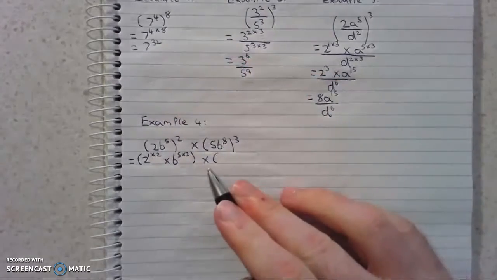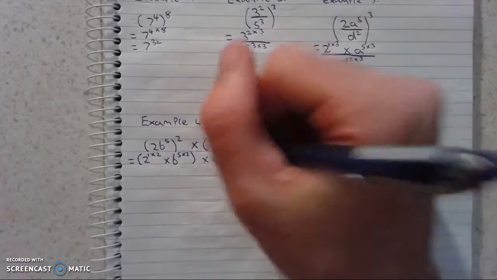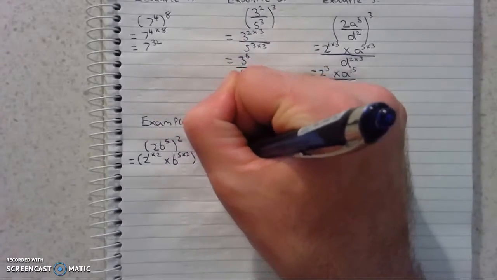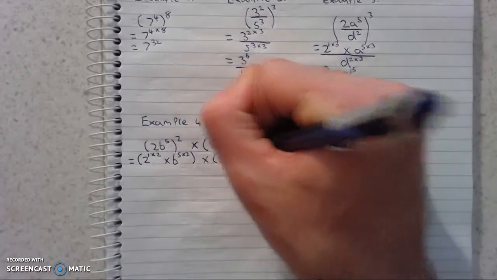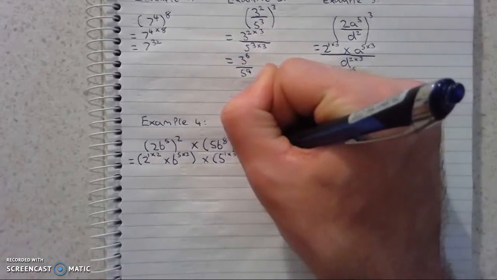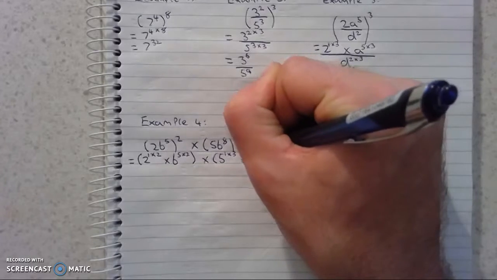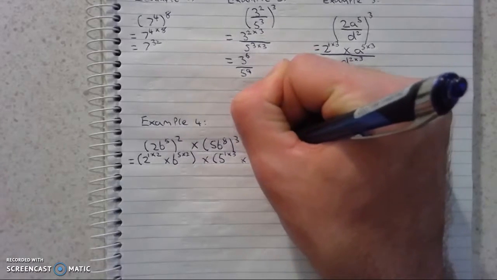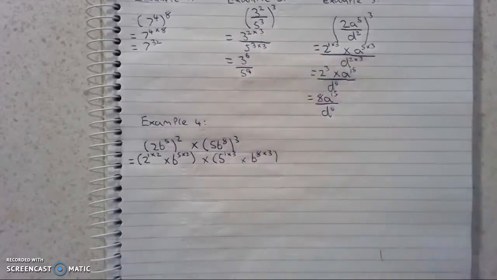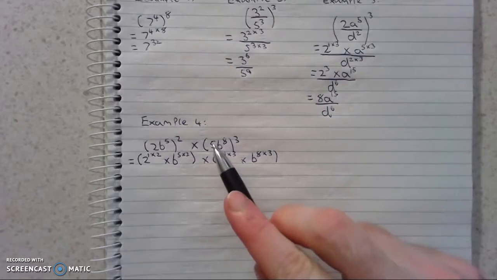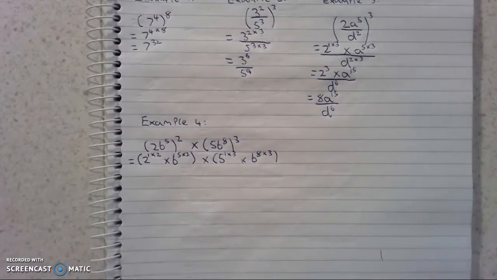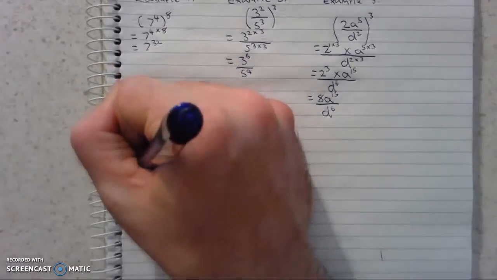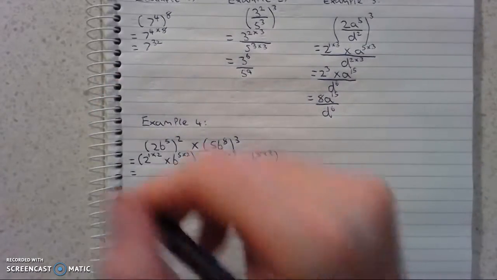Now we need to do exactly the same thing with this side. Okay, so 5, which we know can be written as 5 to the power of 1, times 3, and b to the power of 8 times 3. Exactly the same thing. Everything inside this, its indices are multiplied by the indices outside. Okay. Now we can go through and simplify this down a little bit.